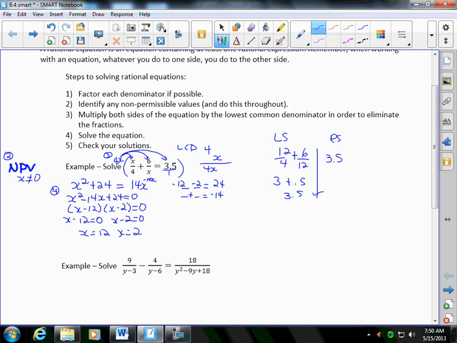Then you have to try it for the second solution. So I have 2 over 4 plus 6 over 2, and that needs to equal 3.5. So I have 0.5 plus 3, 3.5, that works. So my solution is 2 and 12, and my restriction is x cannot equal 0.